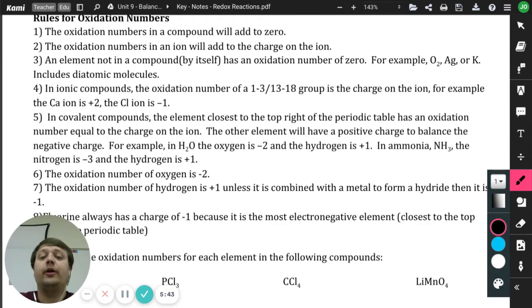Now, hydrogen is always a +1, okay? The only time oxygen won't be a -2 is if it's in what we call hydrogen peroxide. And so that will mean that it's going to have a -1 instead of a -2.